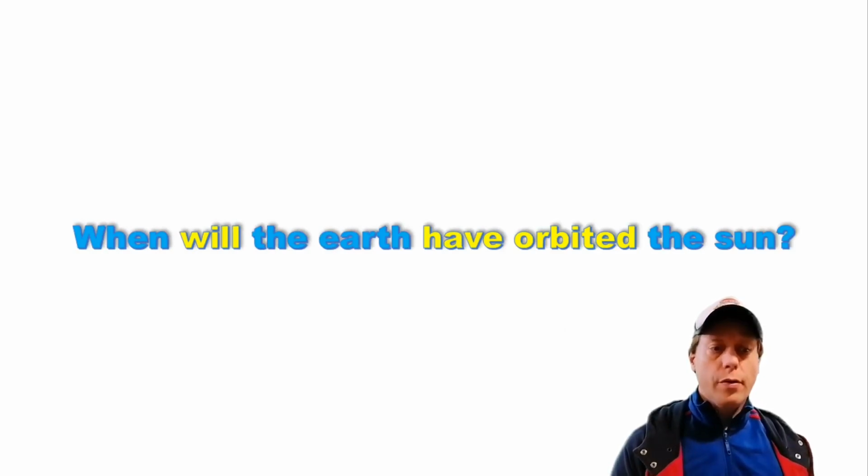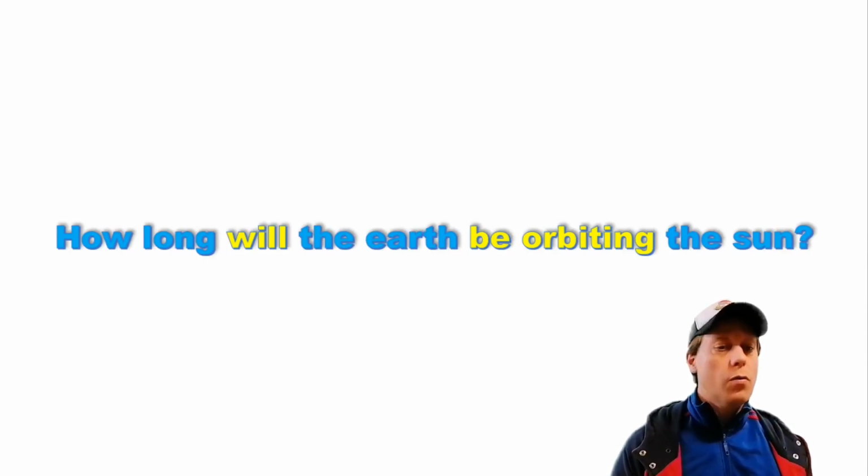Okay, when will the Earth have orbited the Sun? That's a future time period. So I want to just basically know the specific day in the future when it's finished: by December 31st. So we use the preposition by often to express the future at the end of a time period.